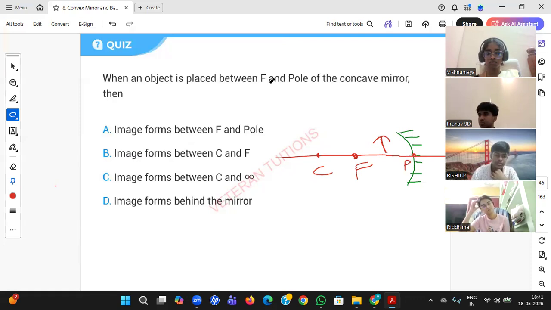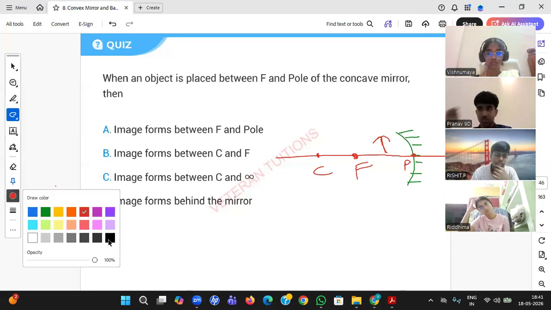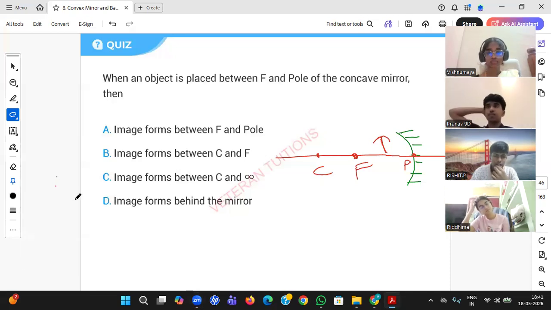Now give your answer, Rishit. Be vocal. You can give it loudly also. Okay, sir. Image forms behind the mirror. Okay, right answer.